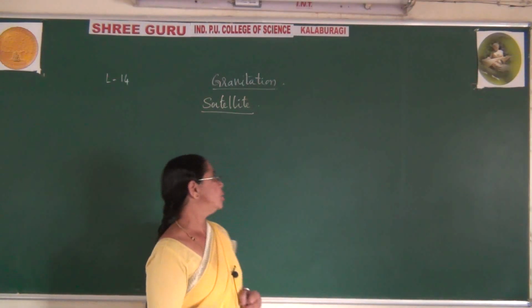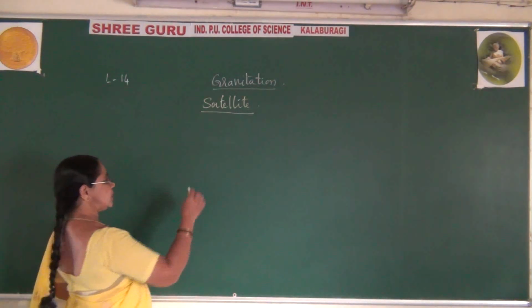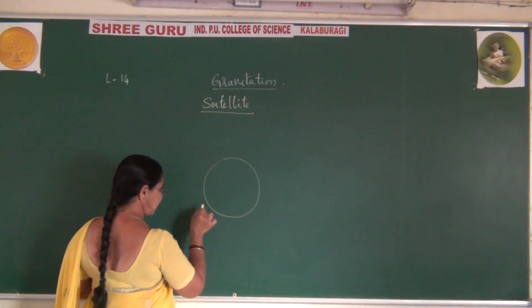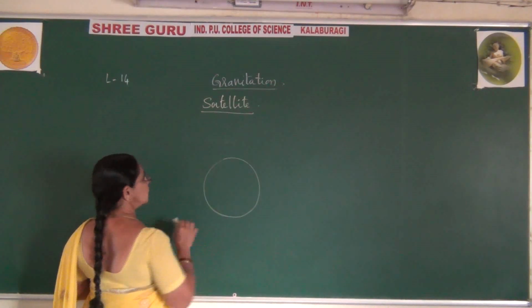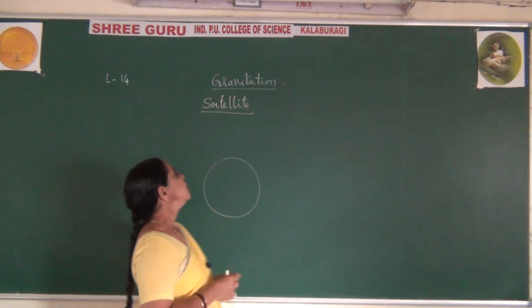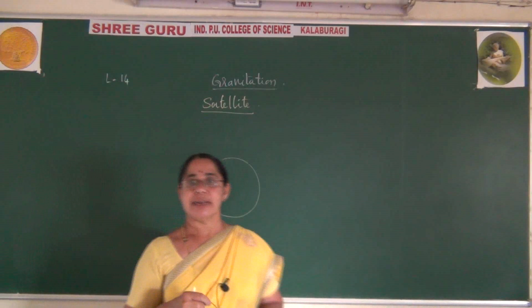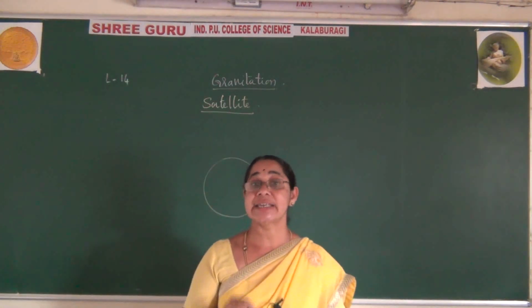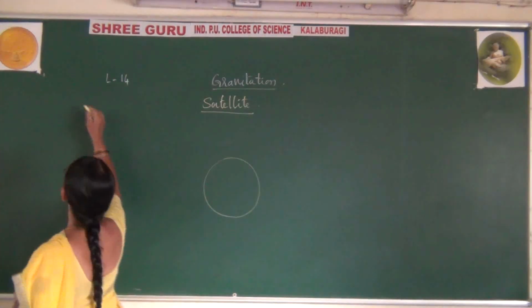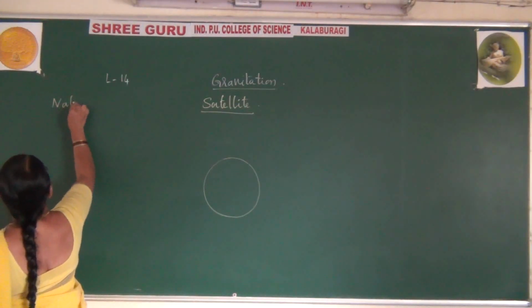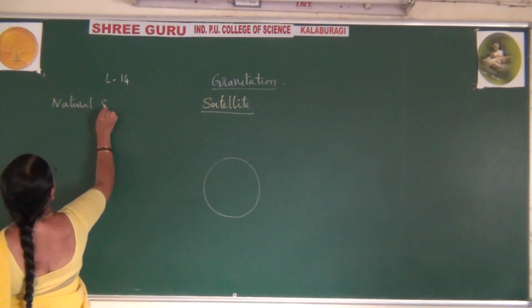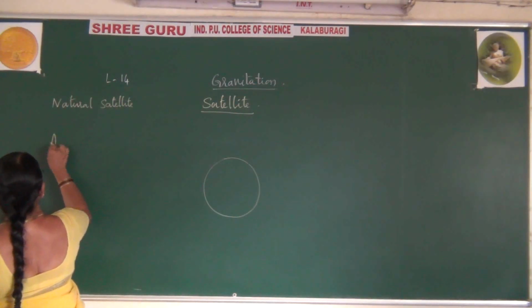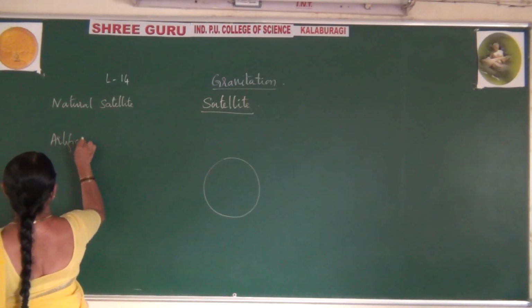Now to explain this, this is the Earth. First let me tell you what a satellite is, and then we come across different types. You might know that in nature, satellites are of two types. We name them as, one is natural satellite, another is artificial satellite. So two types of satellites are there.